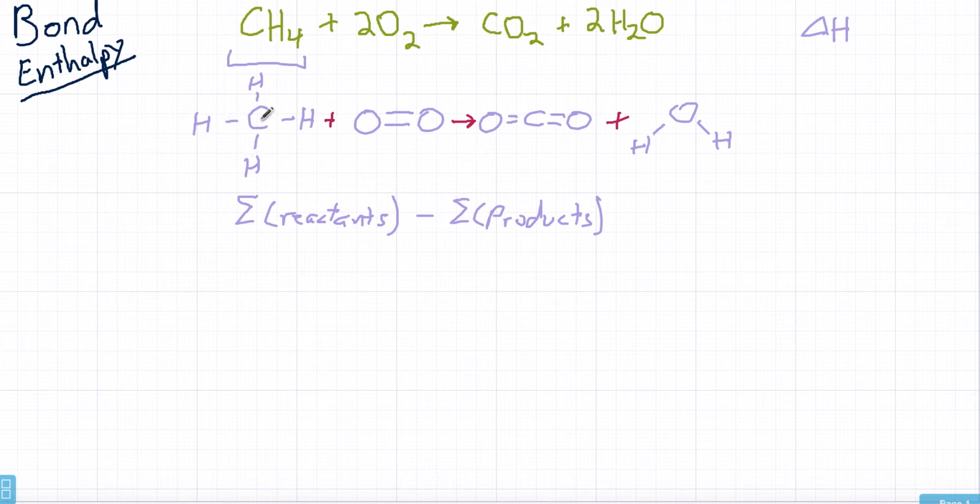And you'll actually look these values up, say in a table of bond enthalpies. And every textbook kind of varies a little bit as to what they say they are. That's okay. It doesn't vary by a lot. So if you look up a CH bond enthalpy, you'll probably get something like 411 kilojoules per mole. That's to tear off one of these.